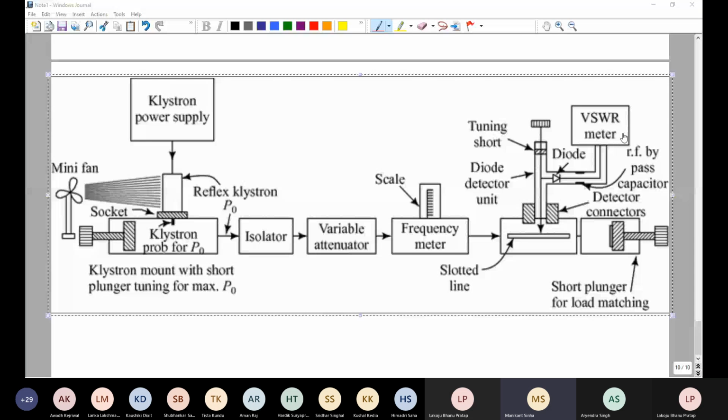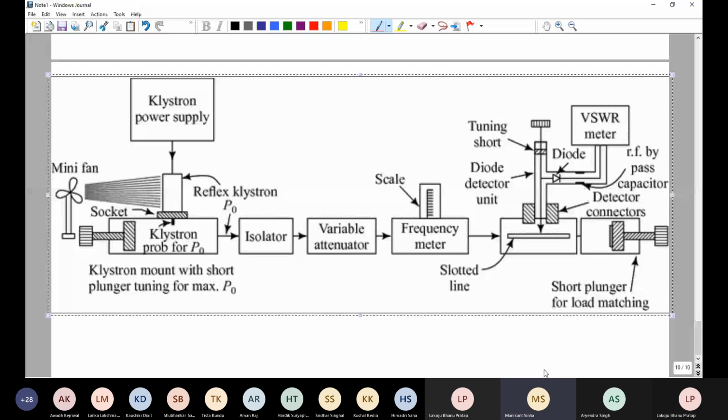So what does the diode do? It just acts as a diode detector, an AM diode detector, AM demodulator. Okay, then the output of that diode detector is sent to the VSWR meter, or sometimes it is called the SWR meter, via coaxial cable. Okay, so yeah, you could see this is your VSWR meter.